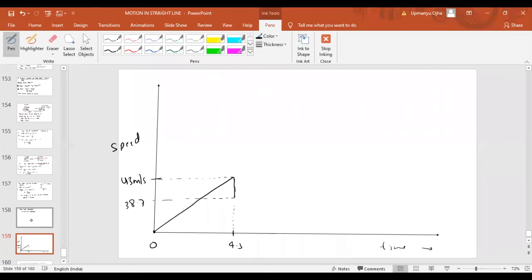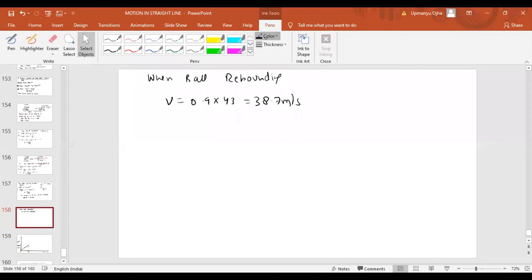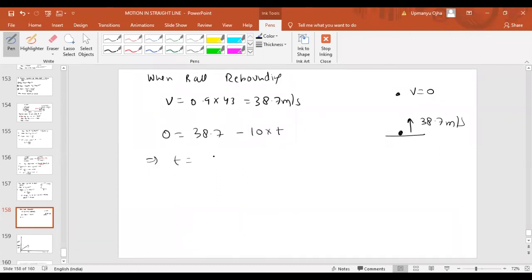Then what will happen? After collision, the speed becomes how much? 38.7 meters per second. Now it will go to the maximum height where its velocity becomes 0. So how much time is taken to reach the maximum height? That is 0 equals 38.7 minus 10 into t. So t will be equal to 3.87 seconds, or we can approximately take it as 4 seconds. So after 4 seconds, it will reach the maximum height.